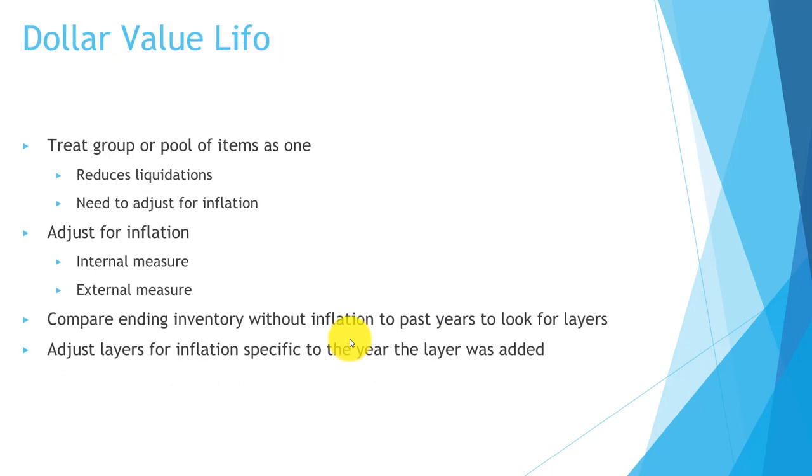All right, dollar value LIFO, there's an explanation that will help you with this and give you some examples. We want to treat the group or pool of items as one. Rather than individual items of inventory, this reduces liquidations. So the big issue is, what do you include in a pool? How many pools do you have? You could use one pool for all your inventory and you'd have a lot fewer liquidation issues, and it would be relatively straightforward in your accounting.